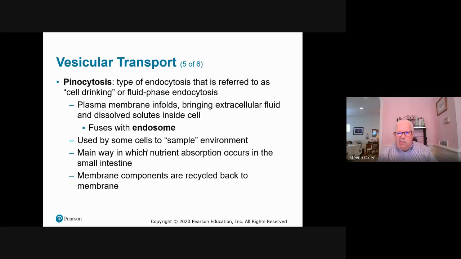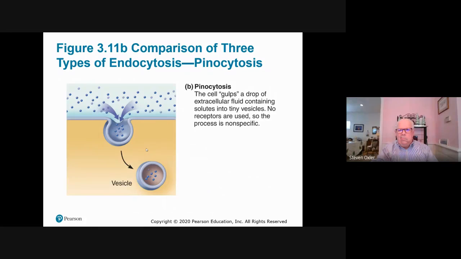has nutrient absorption. And when you say the word nutrient absorption, it always occurs in the small intestine. This is how the small intestine gets nutrients into the blood, by pinocytosis. Here it is. They indent and they bring in fluid from the outside world and also important solutes. Now, these solutes can be amino acids or proteins or any such things like that. Okay?